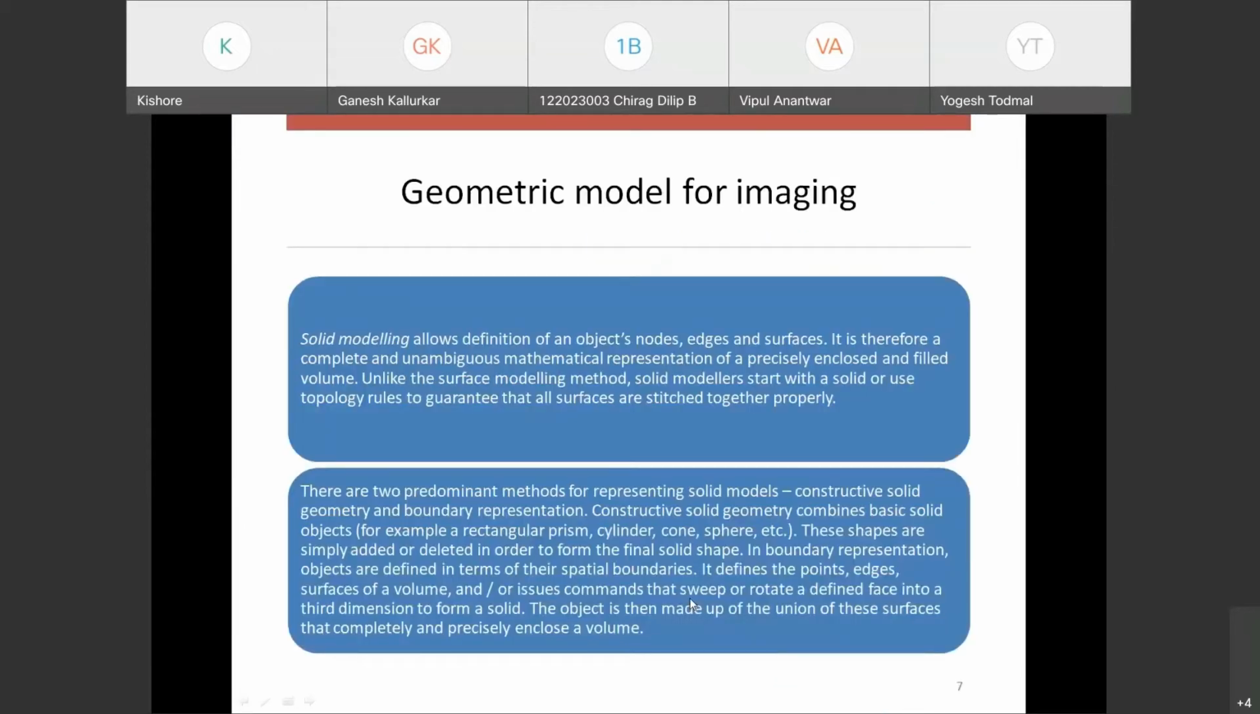Solid modeling allows definition of an object's nodes, edges, and surfaces. It is therefore a complete and unambiguous mathematical representation of a precisely enclosed and filled volume. Unlike the surface modeling method, solid modelers start with solids or use topologic rules to guarantee that all surfaces are stitched together properly.